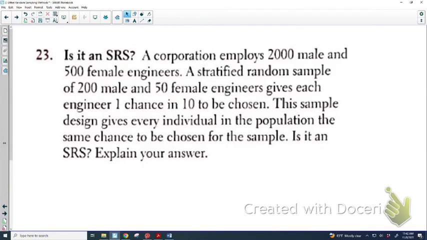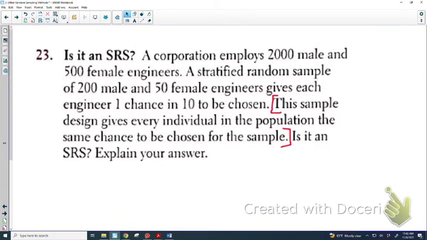Another example of sampling is right here. They ask, is it an SRS? They have a bunch of engineers, 2,000 males, 500 females, and they tell you up front that they do a stratified random sample. So I think that right away tells you it's not an SRS. They're doing 200 males, 50 females. They're making it proportional because of the different gender-sized groups.